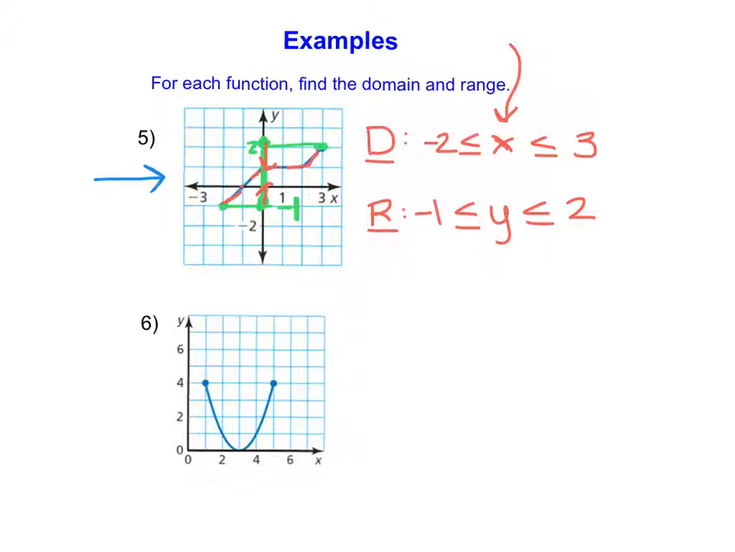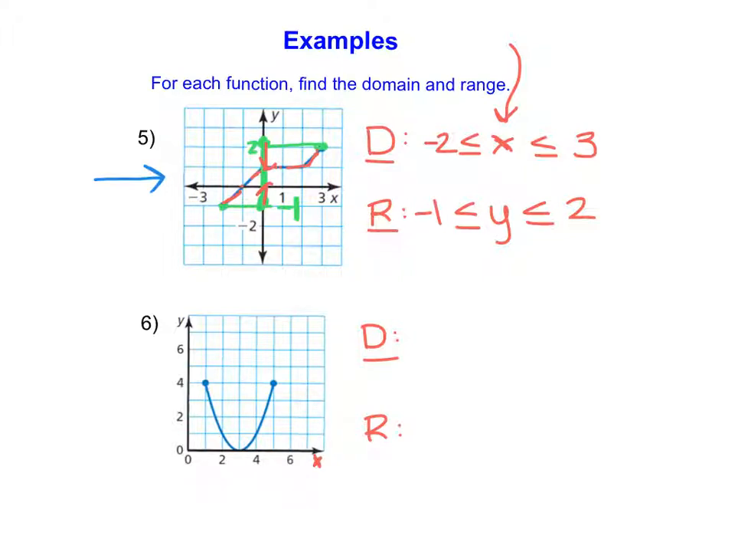Y could range from -1 all the way up to 2. So now if we look down at number 6, we have a different type of graph. So again, we're going to look at our domain, and then we're going to look at our range. So domain, remember, are the x values here, so we're going to focus on the x-axis and the x values that we need to make this graph.